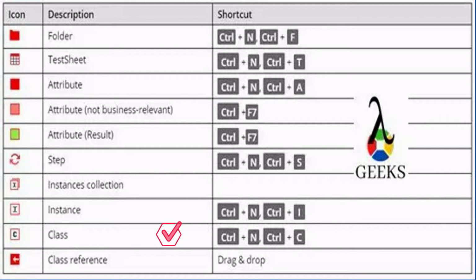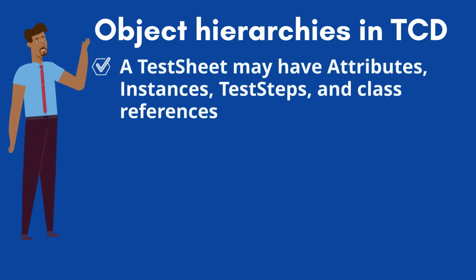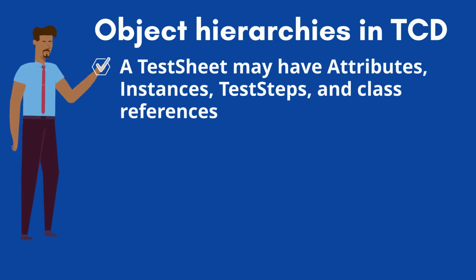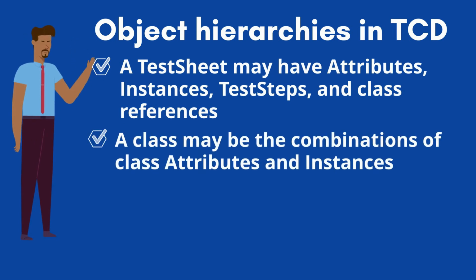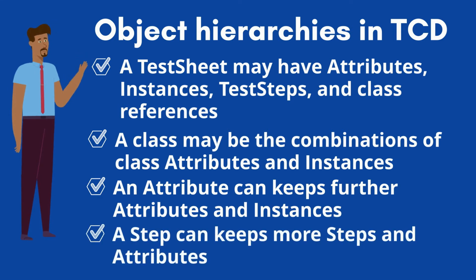Class is similar to test sheets, but it's used for reusable purposes. All the common data are stored here, which can be reused in multiple test sheets. Class reference acts as a link of classes from test sheets. We can create it with the drag-drop method. The object hierarchies in test case design are: a test sheet may have attributes, instances, test steps, and class references. A class may be the combination of class attributes and instances. Again, an attribute can keep further attributes and instances. A step can keep more steps and attributes.